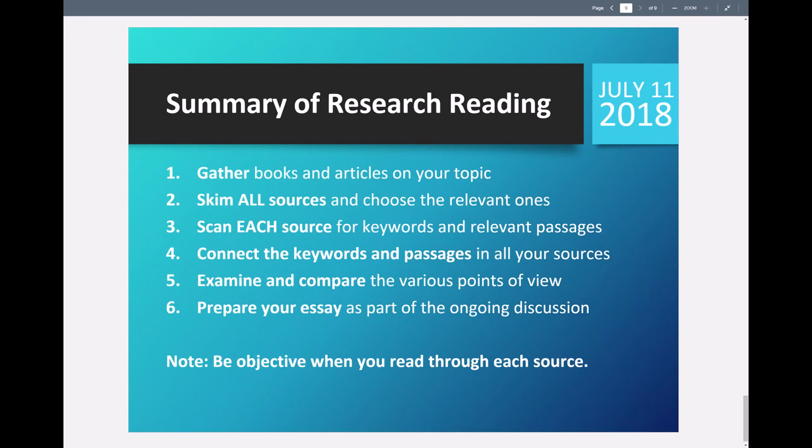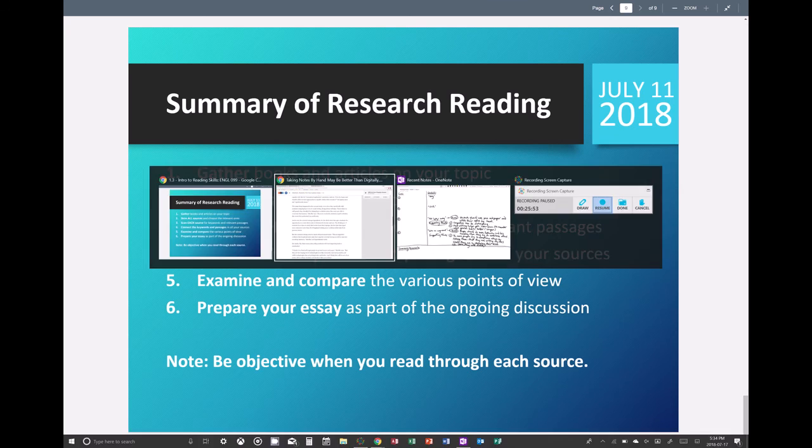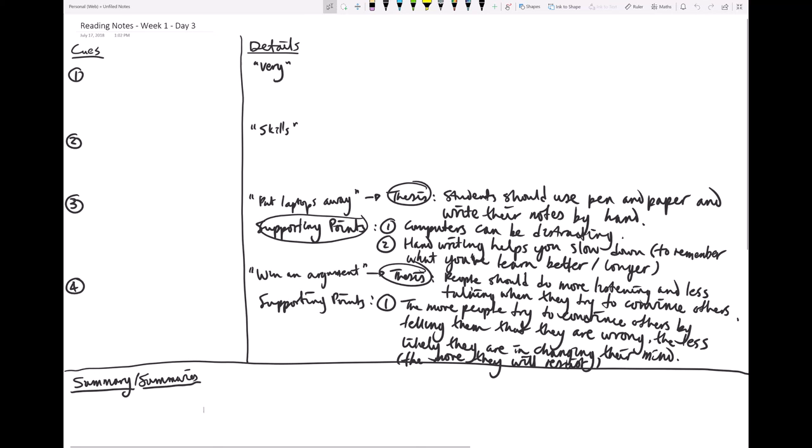Next, you examine and compare various points of view. This step is for different articles. But for your summary, you may compare the different types of evidence. For example, in your notes that we're looking at, I found a disadvantage with using computers and an advantage with using pen and paper. You can compare the two this way. An advantage for something you agree with and a disadvantage for something that you don't agree with.